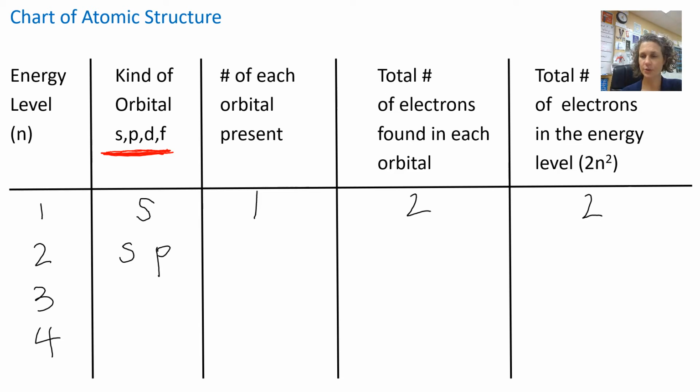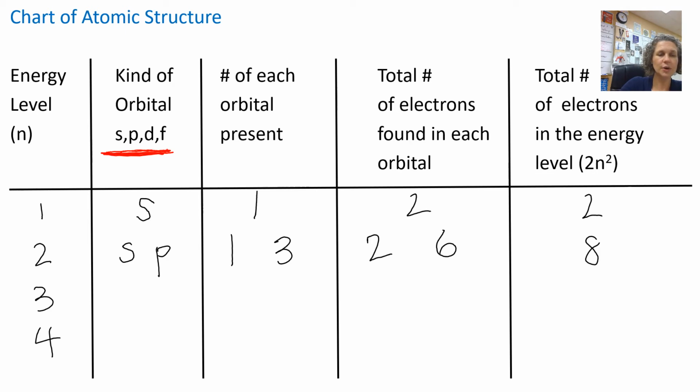And for those, you'll start to see a pattern here, you will still have one s orbital and you will have 3 of the p orbitals. And then the total number: s is always going to hold 2, and the p orbitals, I should say, can hold up to 6, which gives us a total of 8.